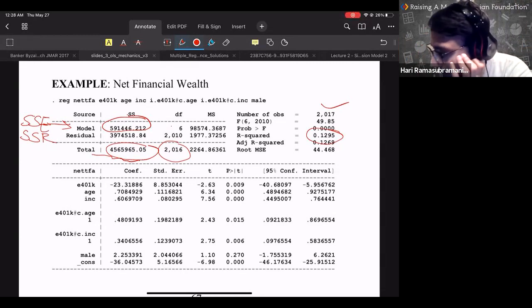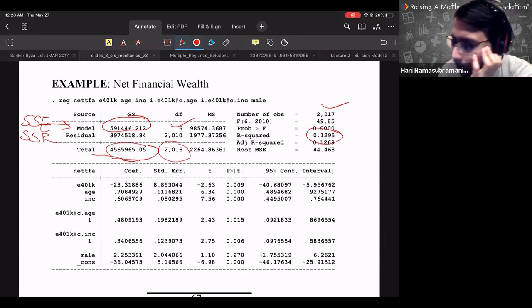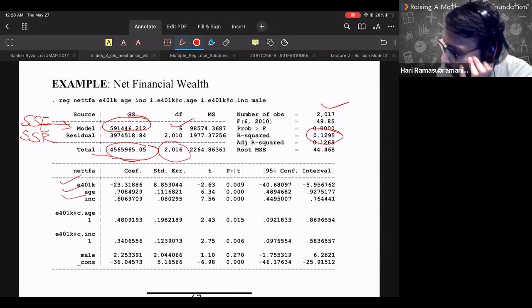What is this 6? 6 is telling you how many regressors you have included, like 1, 2, 3, 4, 5, and 6.